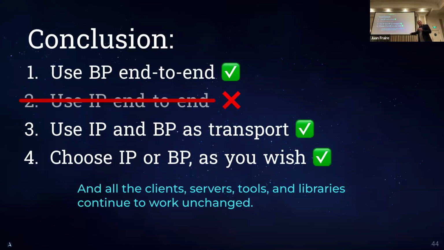So, conclusion, there's actually a 4. Same 1, 2, and 3. 4, choose IP or BP as you wish. And then all the clients and servers and tools and libraries, developer knowledge, and all that investment in education and those Computer Science 101 courses just work as they always did.